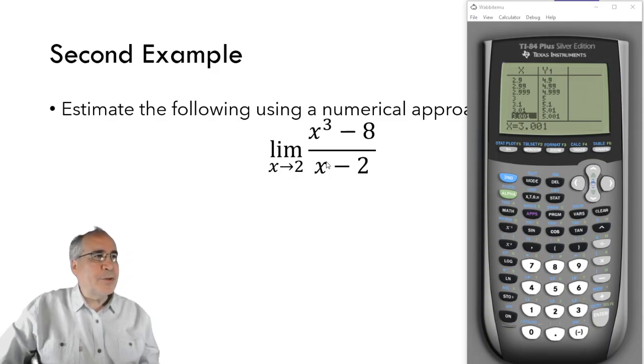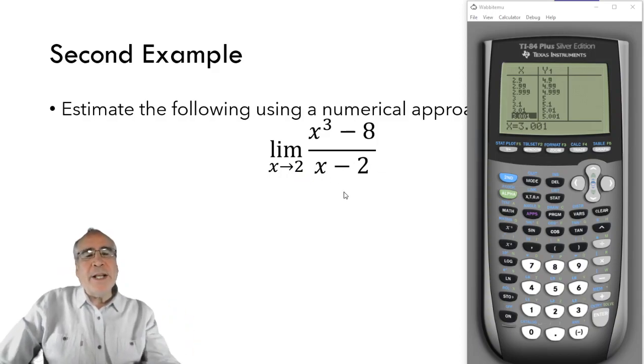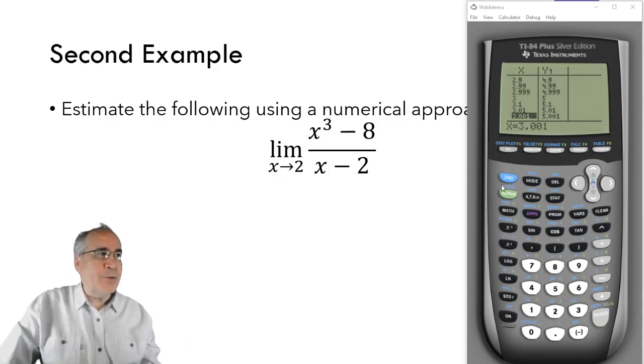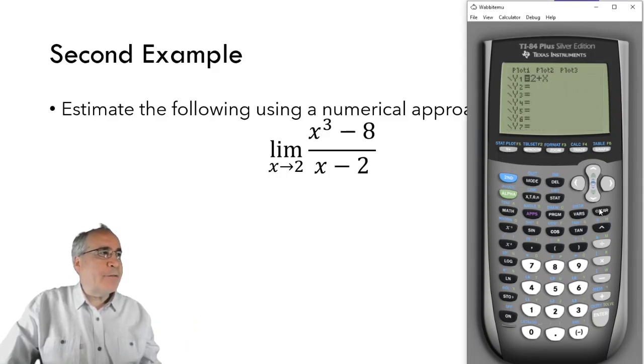Notice as x goes to 2, if we plug in 2 minus 2, we get a division by 0. So we would be right in assuming that actually x equal to 2 is not in the domain. So how do we evaluate this one? Same tools we have when we go numerically. We're going to clear this out. We're going to put this function in. I'm going to go with the parentheses x cubed, and I have to arrow out of that, subtract 8, close off the parentheses, divided by parentheses x minus 2.